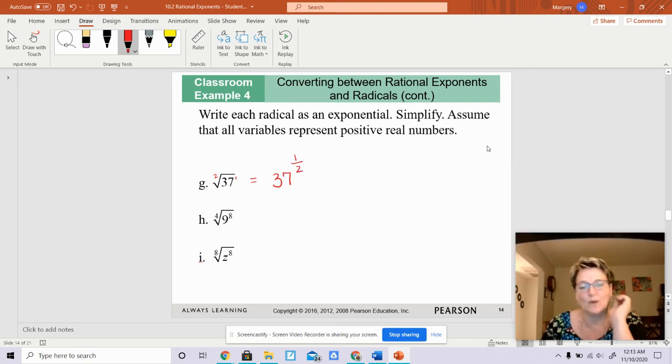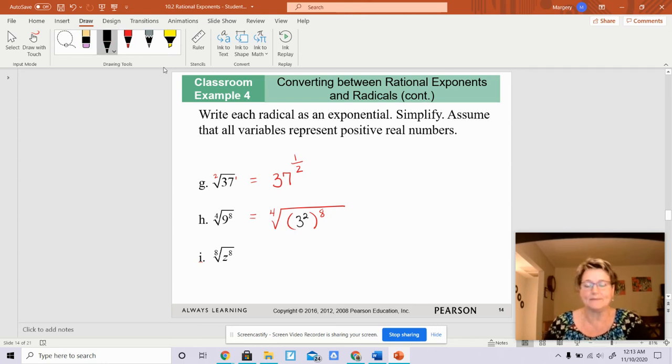Now this 9, what I highly recommend you do, because they're going to ask you to simplify it, I would take the 4th root of 9 to the 8th. This is what I would do first. If you have a number that you can simplify, do it now so it saves you time later. 9 can be written as 3 squared, okay? Now, I'm going to only work with what's under the radical. 3 to the 2nd raised to the 8th is 3 to the 16th power, okay?